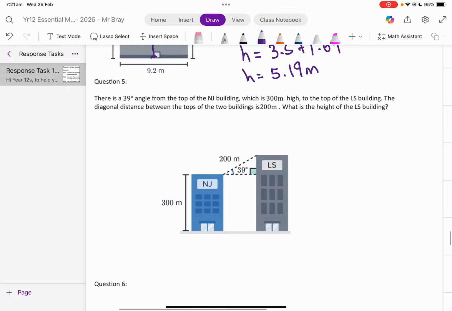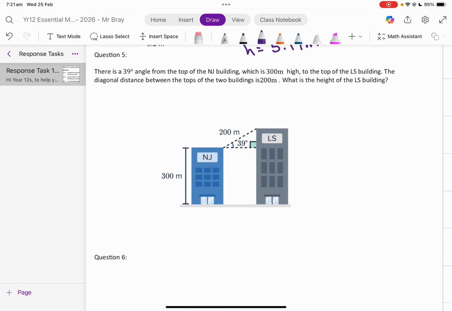Cool. All right, there is a 39-degree angle from the top of the NJ building, which is 300 meters high, to the top of the LS building. The diagonal distance between the tops of the two buildings is 200 meters. What is the height of the LS building? So we're asked to find the height from here to here, right? And we already know from here to here, the height of the NJ building.